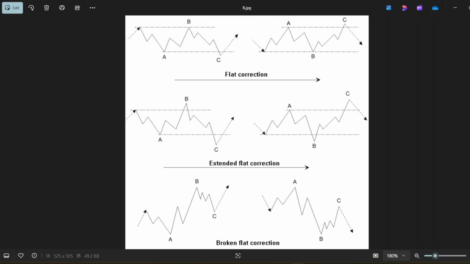And that is a wrap for this video. Now you know exactly how to identify, trade, and avoid mistakes when dealing with Elliott Wave flat corrections. This pattern can be tricky, but with the right approach, it can become a valuable tool in your trading arsenal.